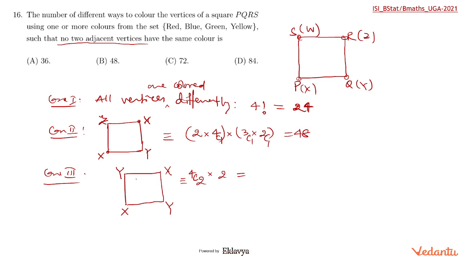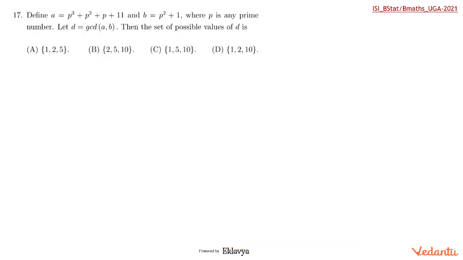Select 2 colors and use them in 2 different patterns. Alright, so suppose red and blue are chosen. So red and blue we can swap, red blue or blue red, like that, for PQRS. So it is 6 into 2, that is 12. So adding all these, we'll get 72 plus 12 is 84. 84 must be the answer to this question, option number D. So 16 answer is D.